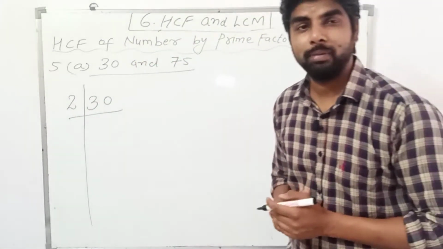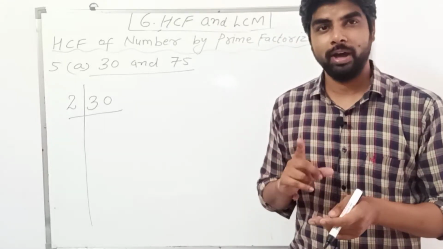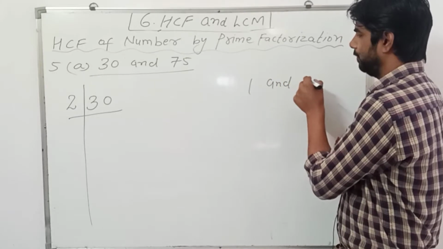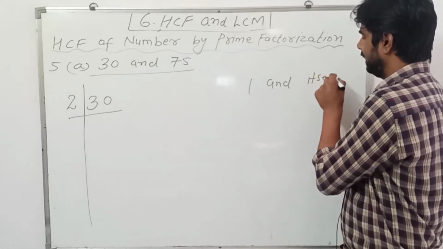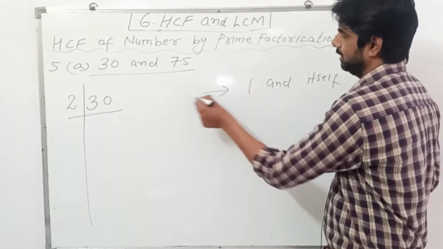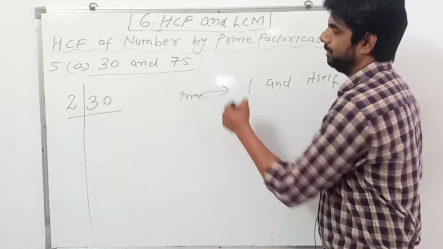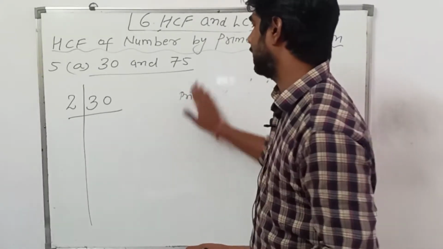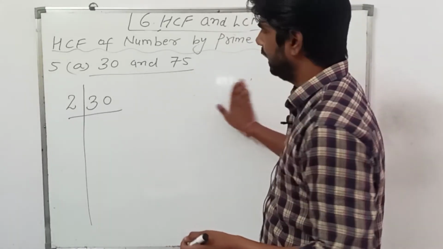Why is it called a prime number? Because 2 is divisible by 1 and itself. A number which is divisible by 1 and itself is known as a prime number. Okay, so you have already learned this. Prime numbers are numbers that are divisible by 1 and itself.